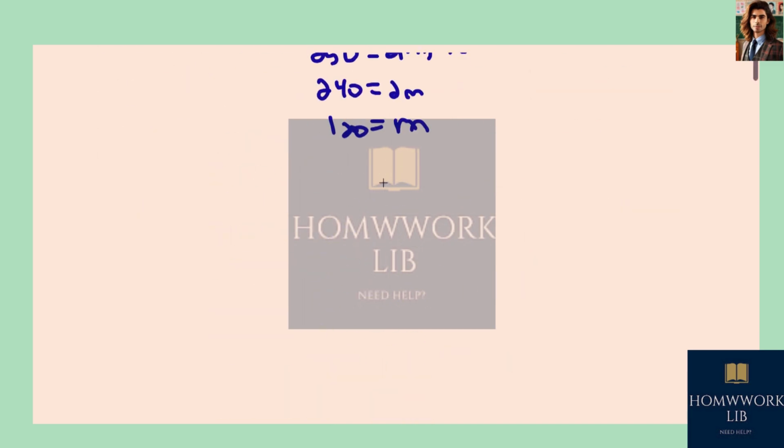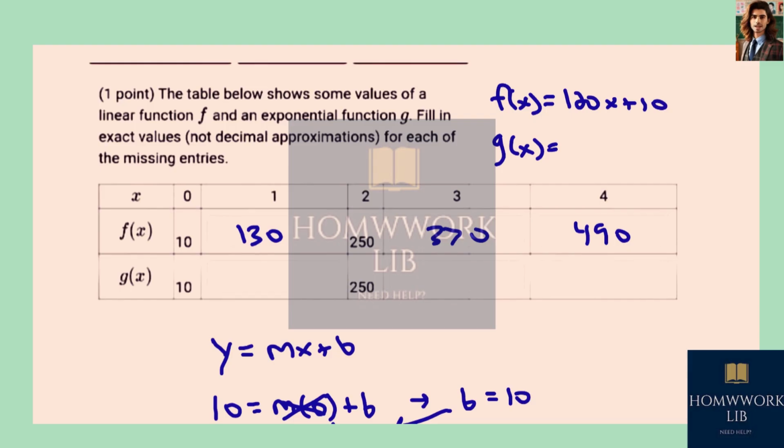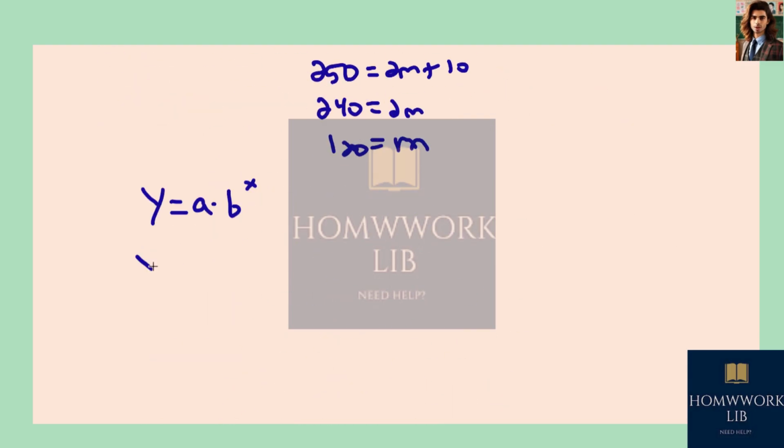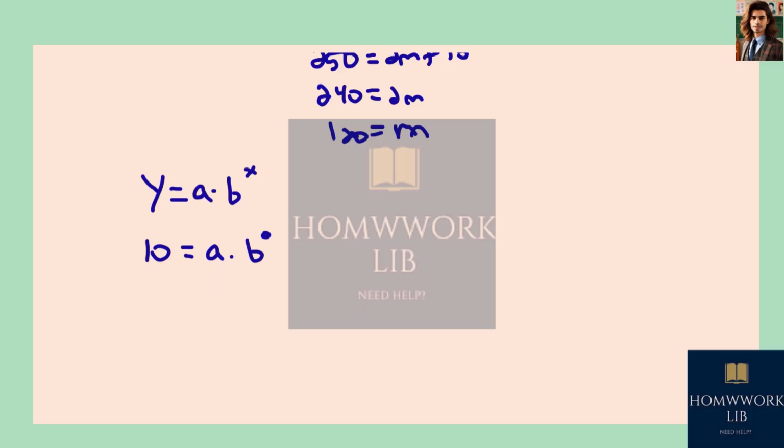Let's think of the model for an exponential. That is y equals a times b to the x. And with those first two inputs, (0, 10), that would mean when we put in 0 for x, we get 10 for y. And when we put in 2 for x, we get 250 for y.